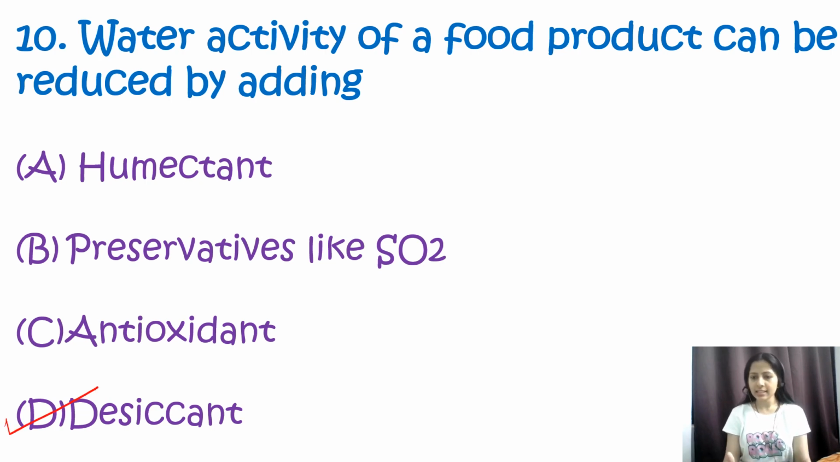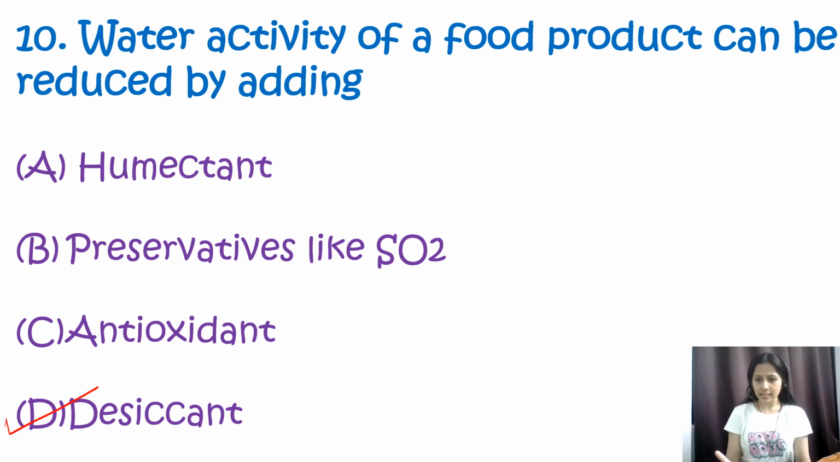We know that desiccants are substances that absorb moisture from the surroundings. So when we add a desiccant to a food product, what happens? It will absorb the free water present in that food product, and thus it will lower its water activity. That's why over here my correct option will be D, that is desiccant.